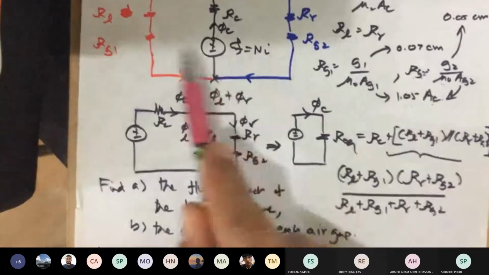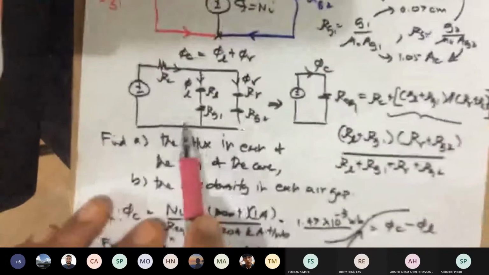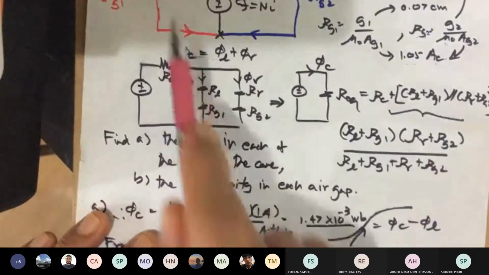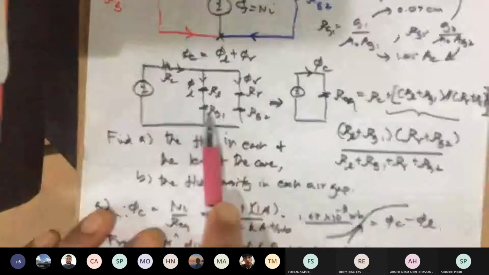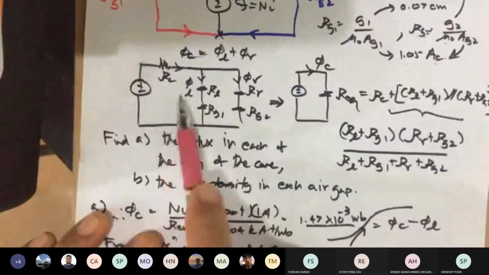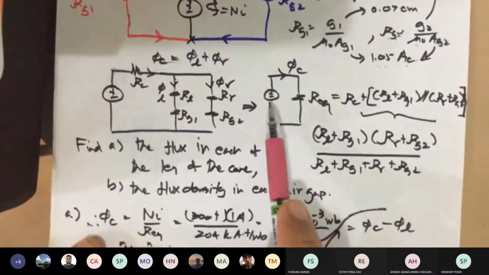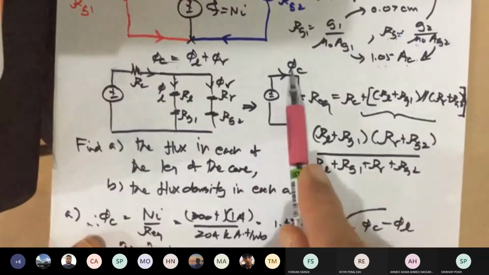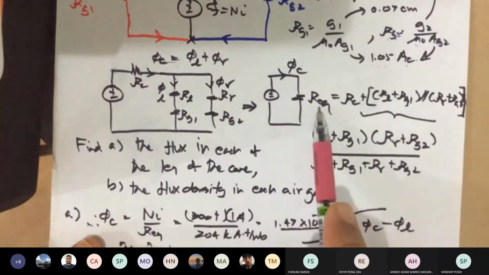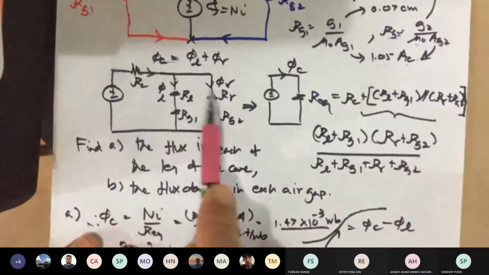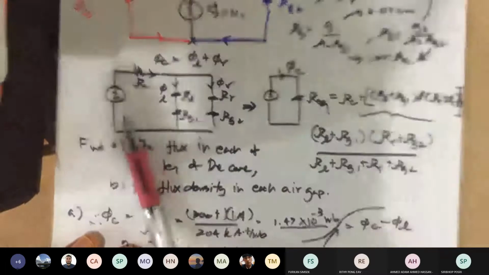And then you redraw this. It turns out that this is the equivalent circuit of that. RC plus the parallel branch of these left and right, shown here. Again, you turn that into an equivalent circuit. The final equivalent circuit is this, where this is your magnetomotive force, center flux, phi C, and Req. What is Req?